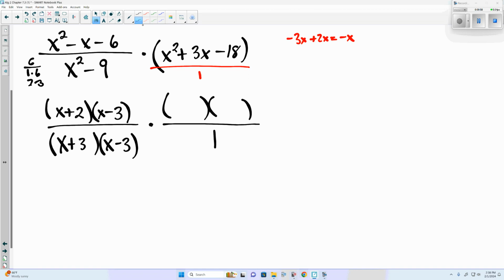Last one we need to factor is x squared plus 3x minus 18. Since the third term is negative, our signs are opposite. Only factors of x squared are x and x. So we do have a few factors for 18. 1 and 18. 2 and 9. 3 and 6. Which one do we want to try first? 3 and 6.